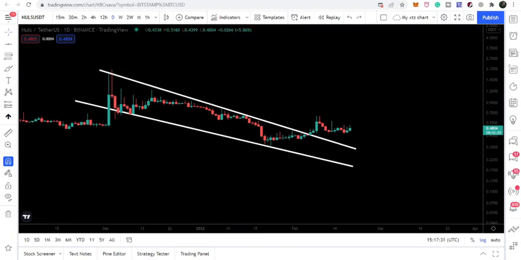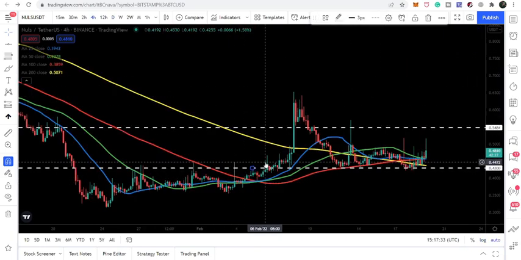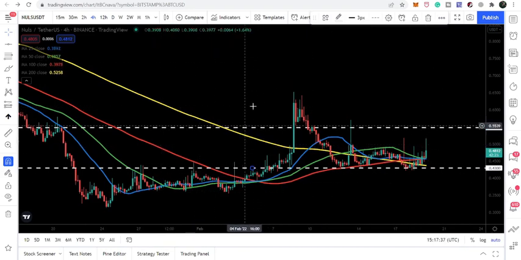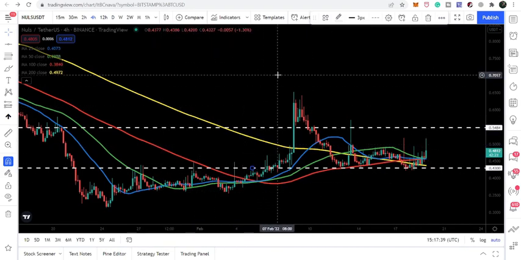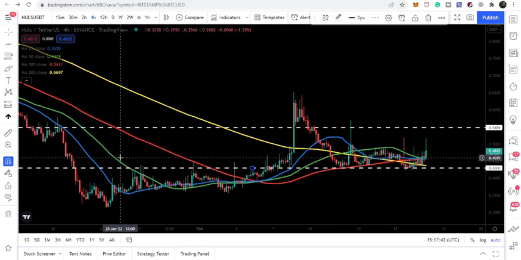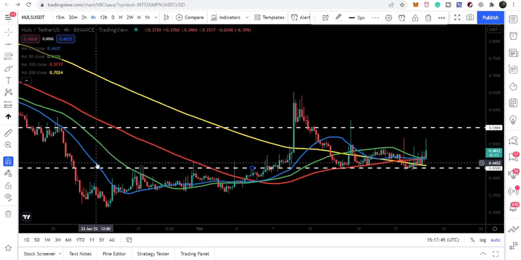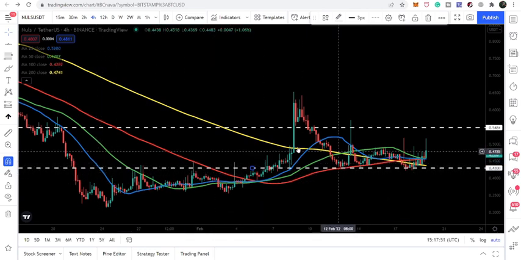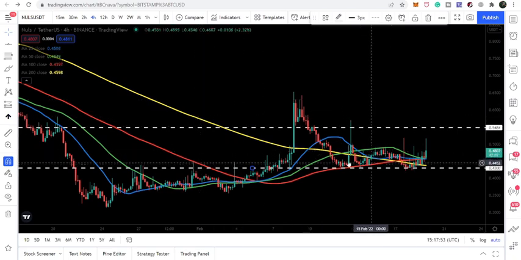And by the way, this is the 4 hourly time frame chart, and here we have a major development. You can see that I've placed the different simple moving averages here. This yellow line is a 200, and this red line is 100. This is 50, green one, and this blue line is the 25 simple moving average. Right now the price line has broken out all these moving averages.